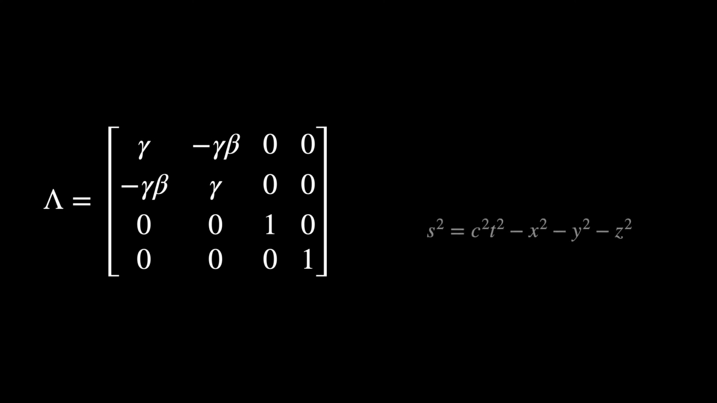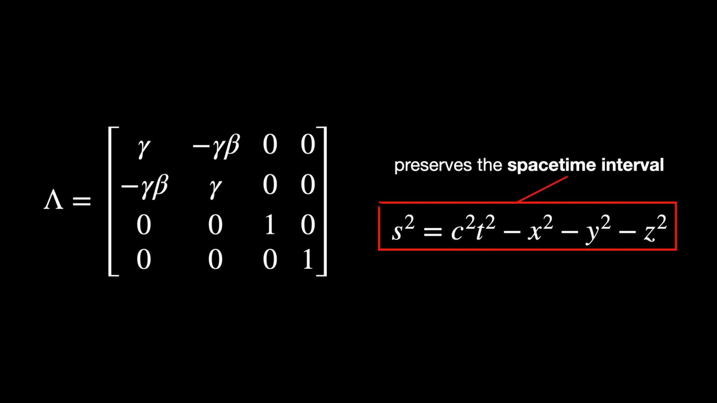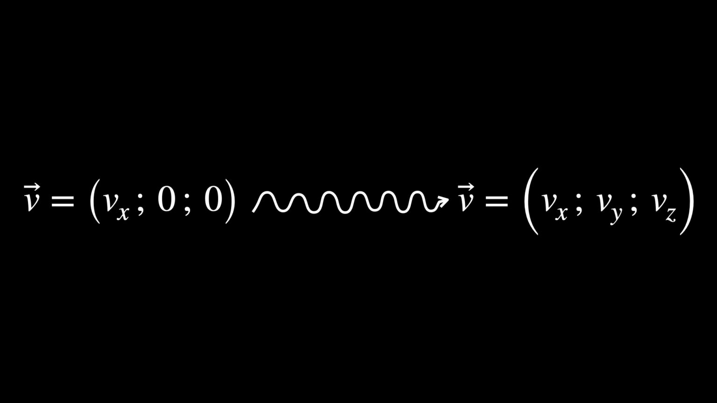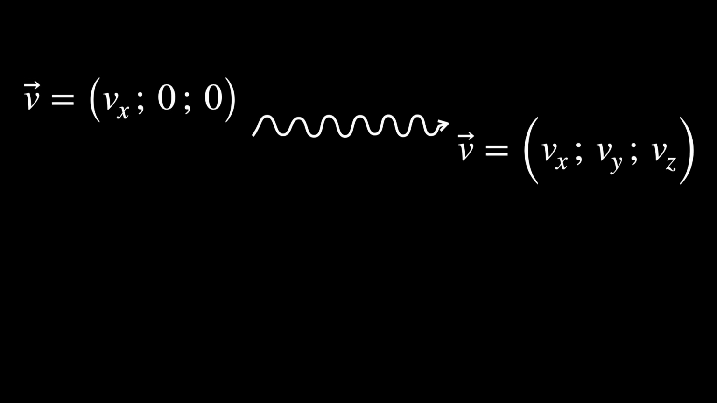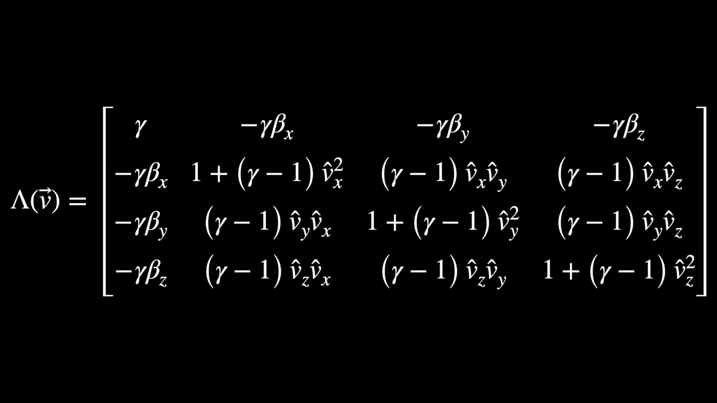This matrix is important because it describes how space-time coordinates transform between observers moving with a constant velocity relative to each other. It preserves the space-time interval s squared, defined as c squared t squared minus x squared minus y squared minus z squared. It ensures that the speed of light remains constant, and it keeps the fundamental structure of Minkowski spacetime unchanged. Now, this is not the most general version of a Lorentz boost, because we assumed motion only in the x direction. If we allow the boost to occur in any random direction, with components vx, vy, vz, then the generalized Lorentz transformation matrix looks like this.